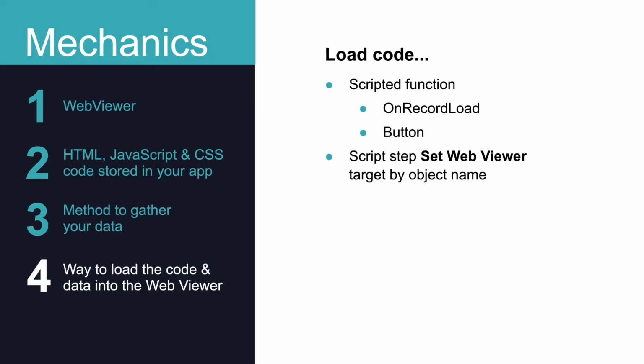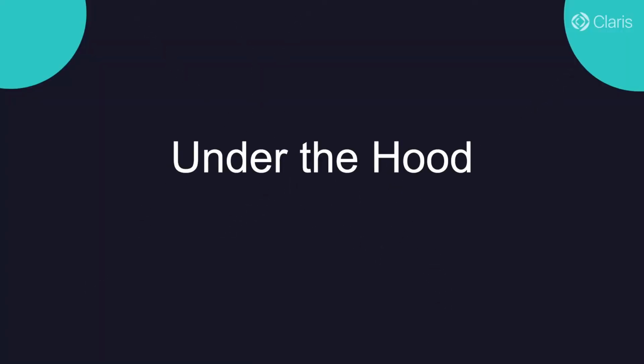And finally, for number four, you're going to need a way to load your code. If the code is inside a web viewer, well, of course, then just the web viewer being on the layout is going to force it to load. But my preferred way is to script it so that you build up your code and then you do a call with set web viewer to pass it to code and load it. And then you can use on record load layout trigger. Or you can also call it with a button to refresh it. So let's take a look under the hood.